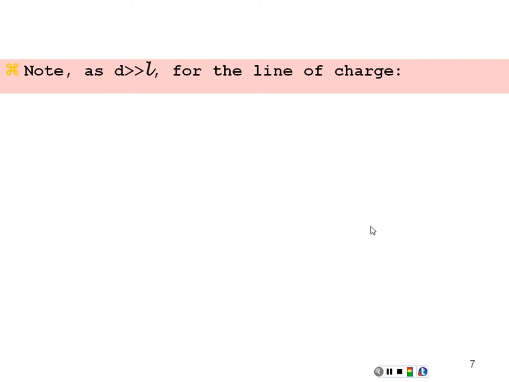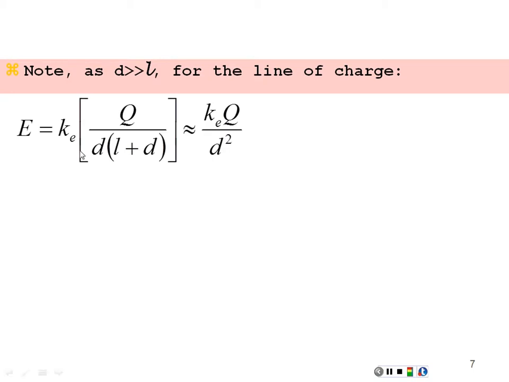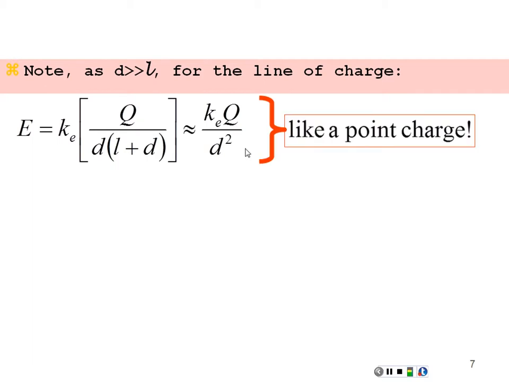Note, if we're far away from the line of charge, in other words, if our distance d is much greater than the length of the line of charge itself, then in our first expression for the line of charge, if d is much bigger than L, then L is insignificant in the denominator here, and we will get that our E field will approach kQ over d squared, d being our distance from the line of charge. And that is just the value of the E field of a point charge if you're a distance d away. So if we get really far away from the line of charge, it starts looking like a point charge.